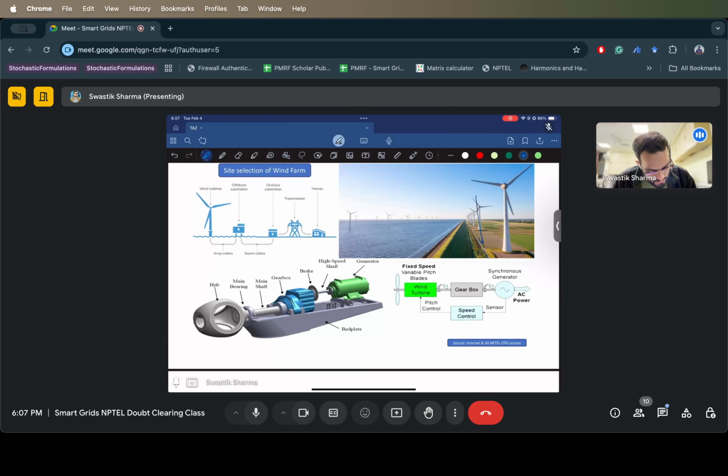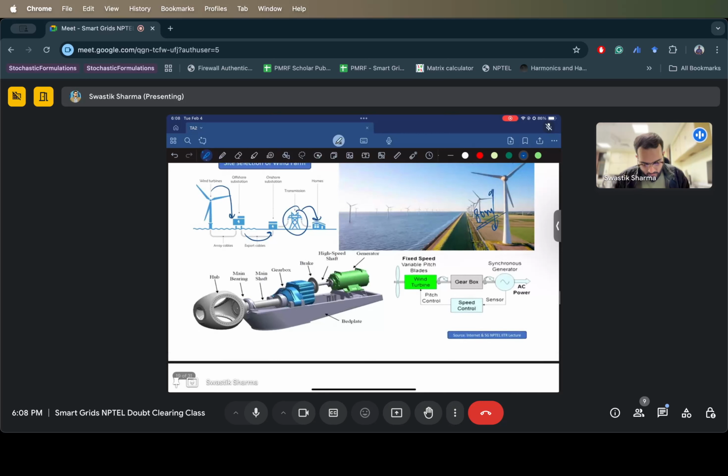You see, these are huge, around 80 meters tall. Why is that? Because as the height increases, the speed of wind also increases. So you want to get all of the wind energy there is to power your turbines, right? This is how a wind turbine looks. It has an offshore substation. Whatever you generate is supplied through a substation back to an onshore substation, which is connected to transmission, which is then connected to your homes. That is how wind turbines work.